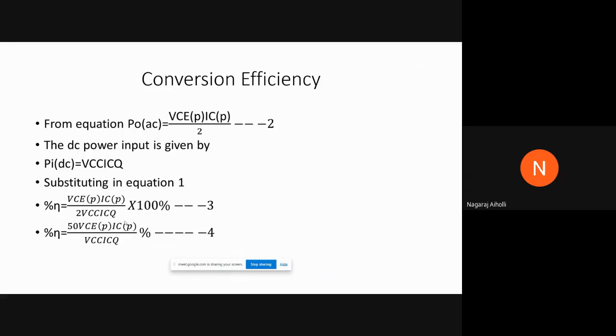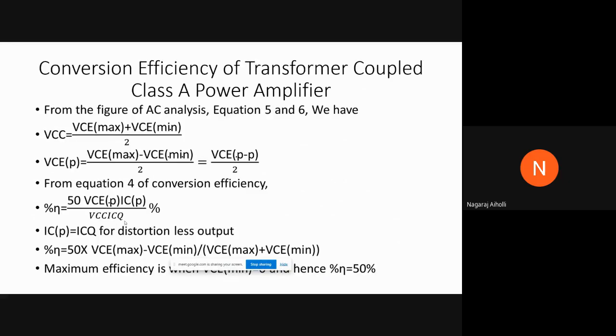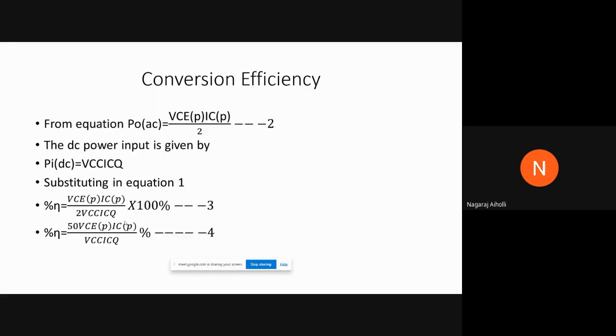If we substitute these, we get Vc peak into Ic peak divided by 2 VCC ICQ, into 100%. That simplifies to 50, because 2 ones are 2, 50 is the 100. So 50 Vc peak into Ic peak by VCC ICQ percent. This is the percentage conversion efficiency, or theoretical efficiency, or collector circuit efficiency of the transformer coupled power amplifier. Take it as equation number 4.